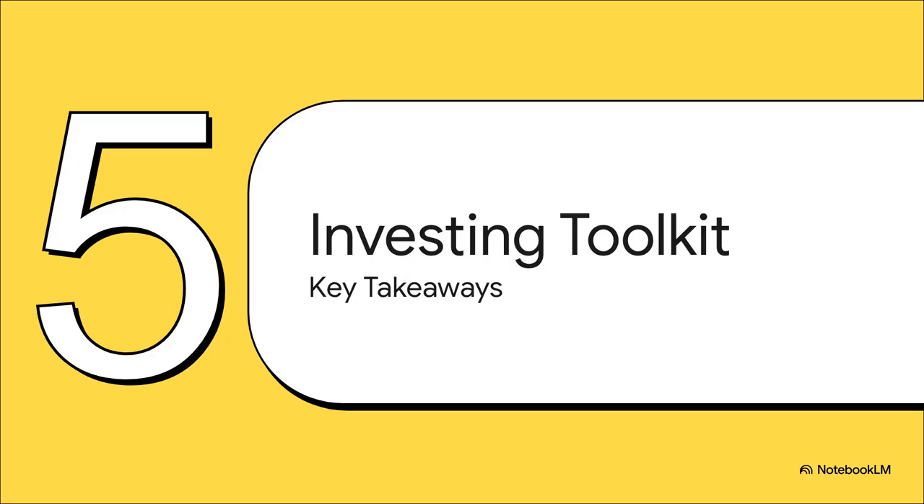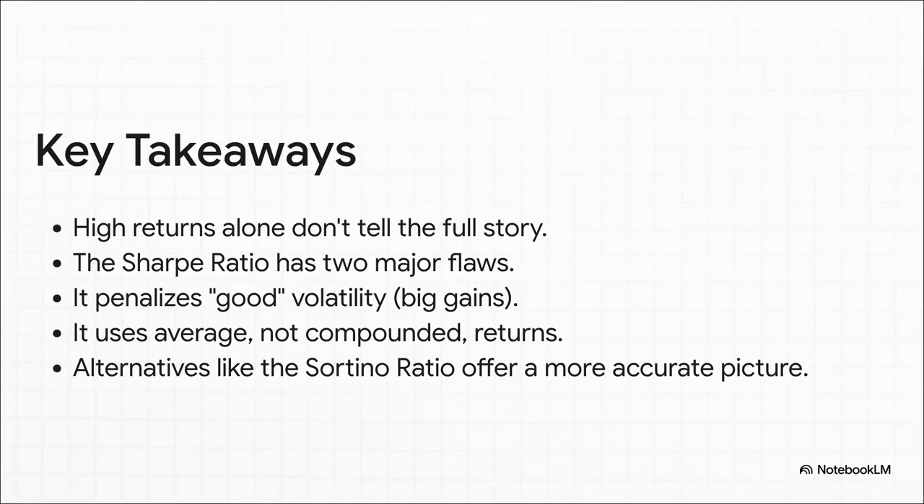What's the big takeaway here? Well, it's really about adding a couple of new, sharper tools to your mental toolkit when you're looking at investments. First, and most importantly, never ever judge an investment just by its return. The Sharpe ratio was a huge leap forward, but now we know its weaknesses. It unfairly punishes good volatility, and it uses a misleading average return instead of the real compounded return that affects your bottom line. To get a clearer picture, it's worth looking at alternatives like the Sortino ratio, which focus only on the risk you actually care about, the risk of losing money.